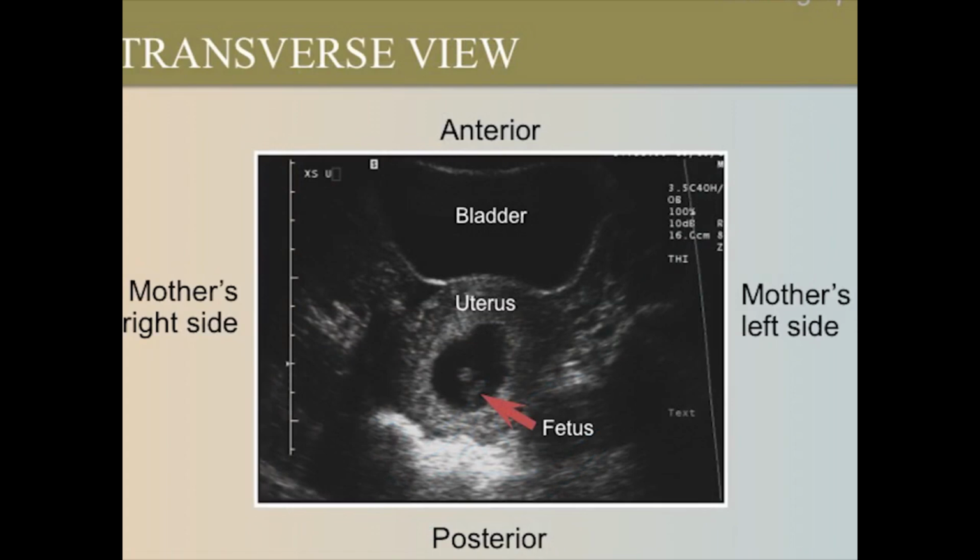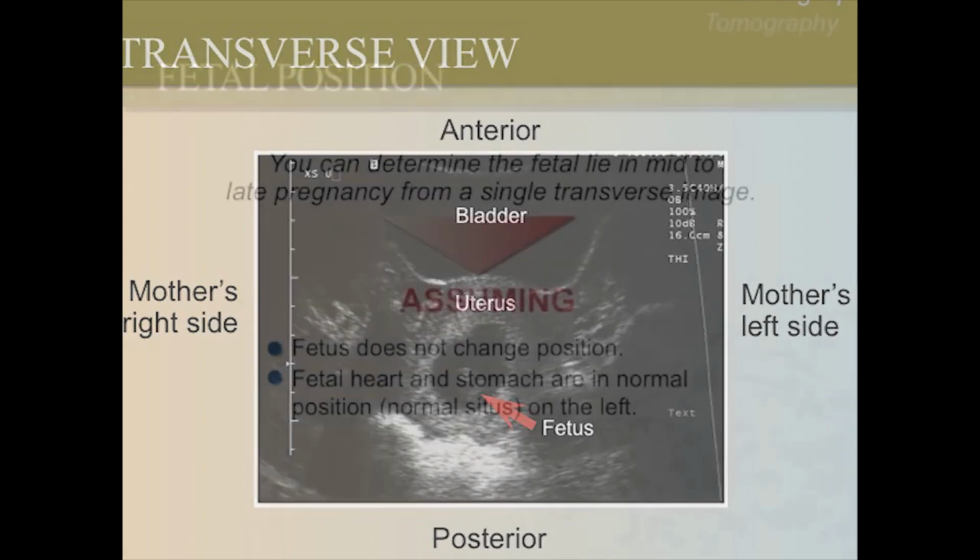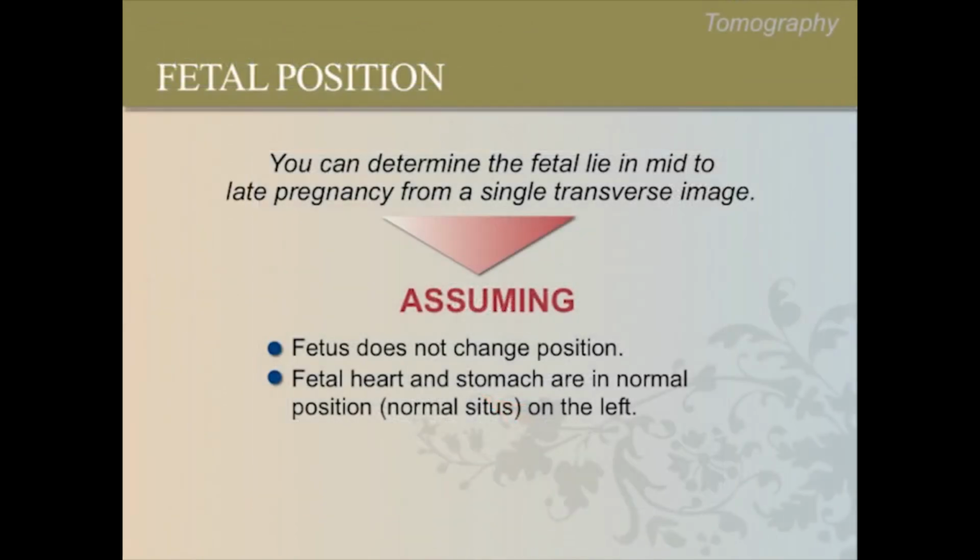When looking at a transverse scan, imagine that you are at the patient's feet looking towards her head. In the next lecture, we will learn to identify these structures. This is the bladder, uterus, and a very early fetus. Notice the anterior side of the patient is at the top of the image, and the patient's posterior is at the bottom. The mother's right side is on the left side of the screen, and her left side is on the right side of the screen.